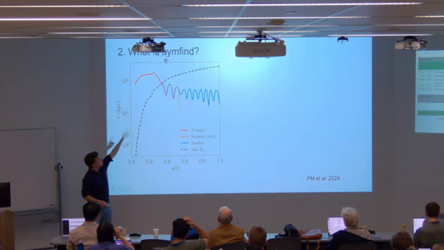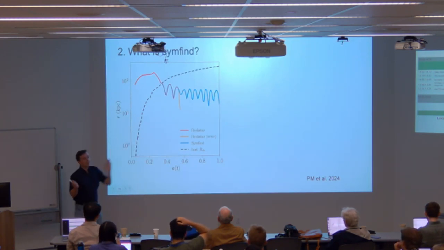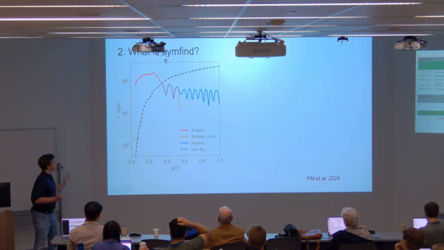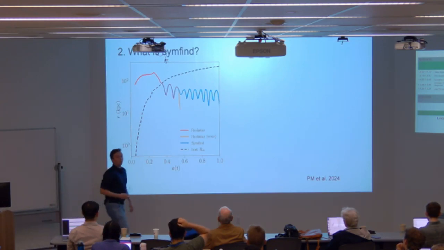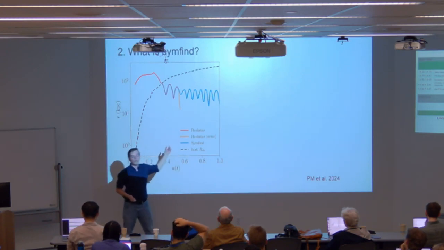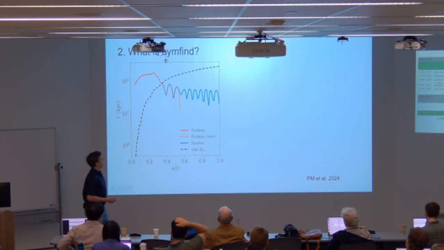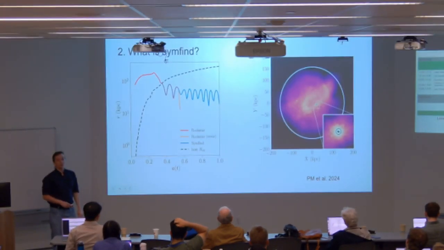And so what happens is it comes in, pericenter, apocenter, and boom, Rockstar loses track of it. And SimFind keeps on going, many, many more orbits like this. And if you go and pull out the particles associated with this subhalo in the simulation, you find that it looks like a subhalo.